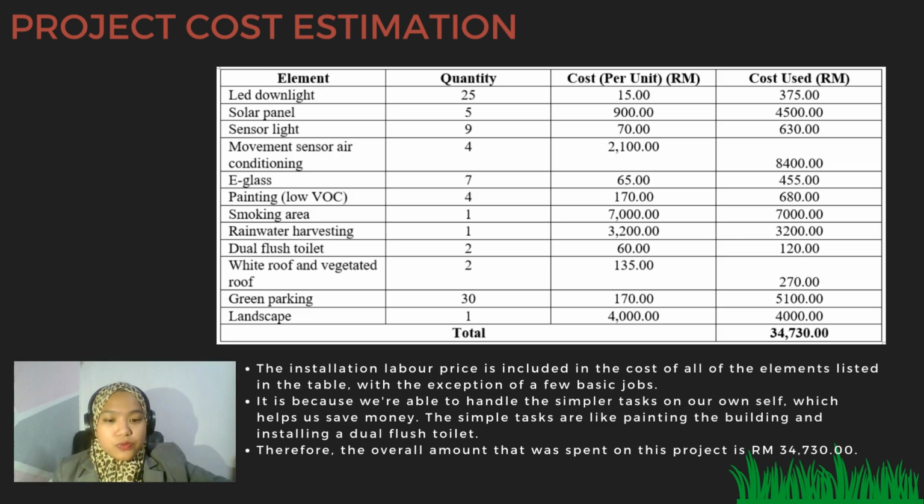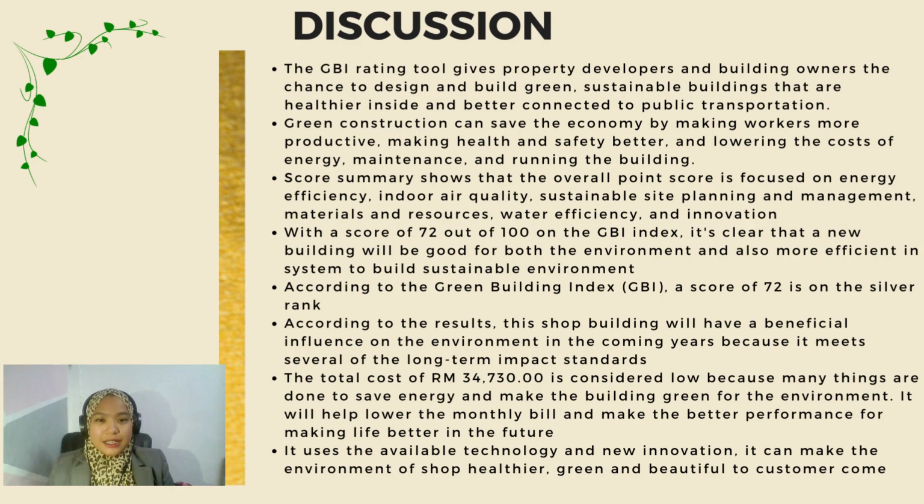We are able to handle the simple tasks on our own, which helps us save money. The simple tasks are painting the building and installing a dual flush toilet. Therefore, the overall amount spent on this project is RM34,730 ringgit. And then we'll proceed to the discussion.